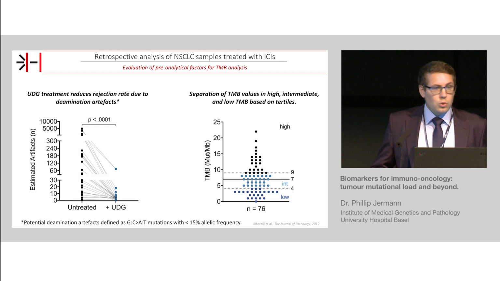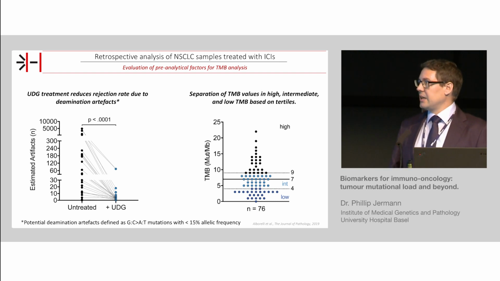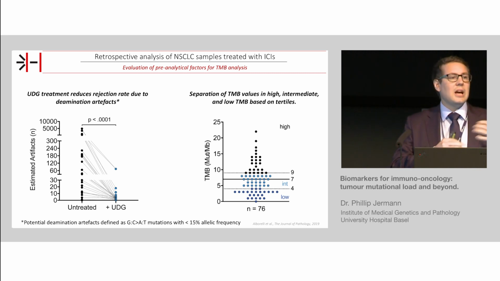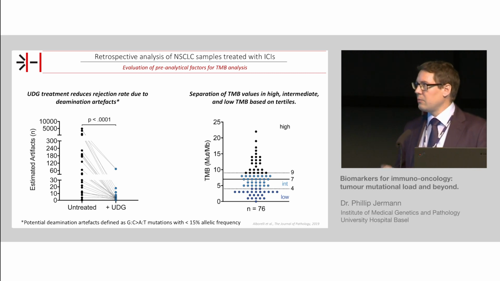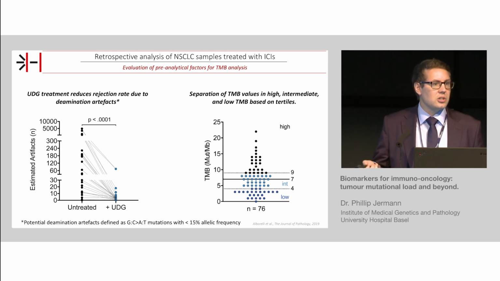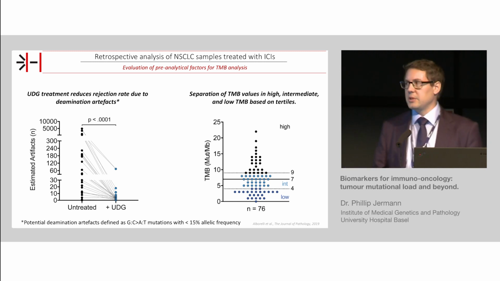So the first thing we noticed when we looked at the data was that we had some samples that had an extremely high number of mutations, and we quickly noticed that this is very likely to be caused by fixation artifacts due to cytosine deamination.